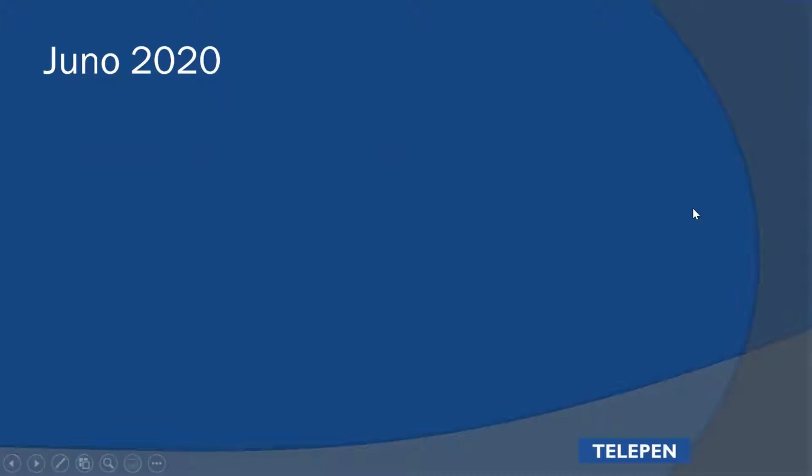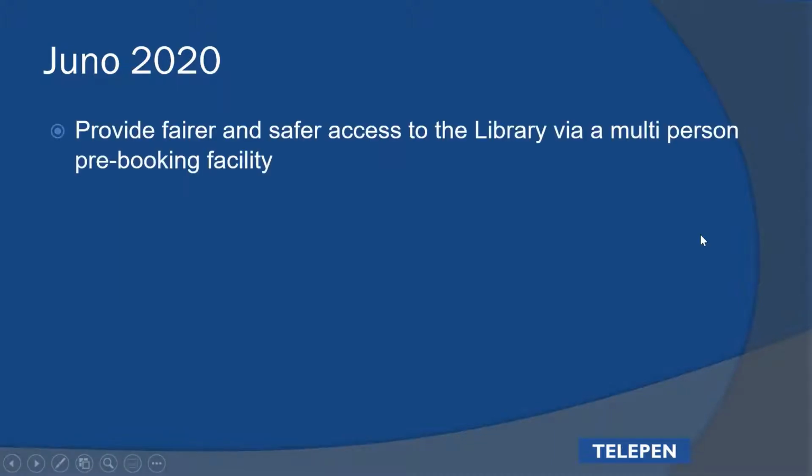So Juno 2020, as Kevin mentioned, it's our latest development this year, really entirely off the back of the COVID pandemic. And its design is to provide the function for fairer and safer access to the library or any building or resource, really via a multi-person booking function.